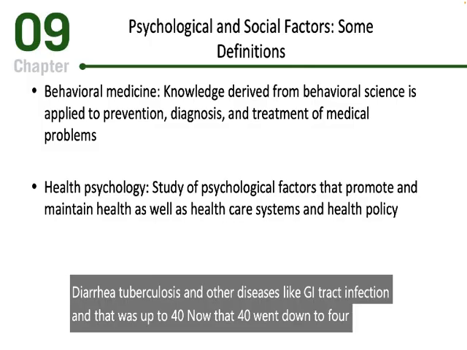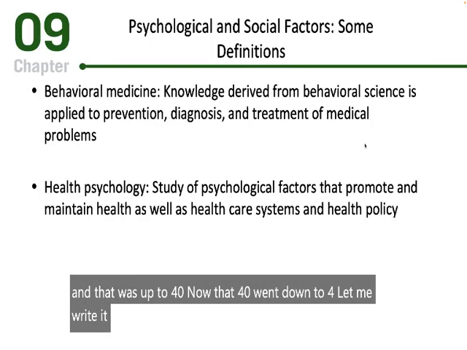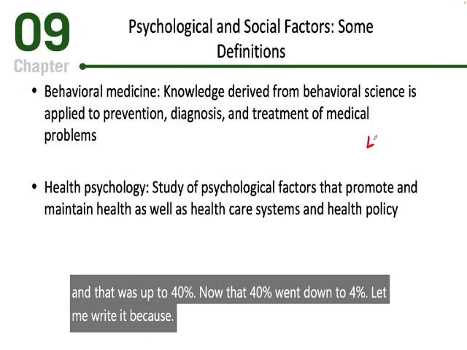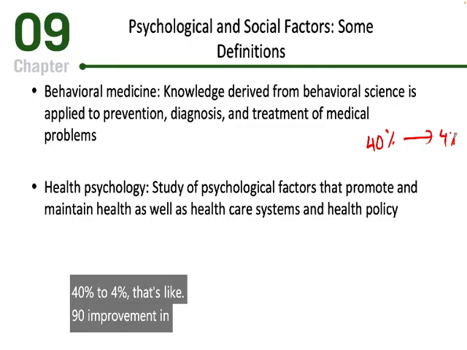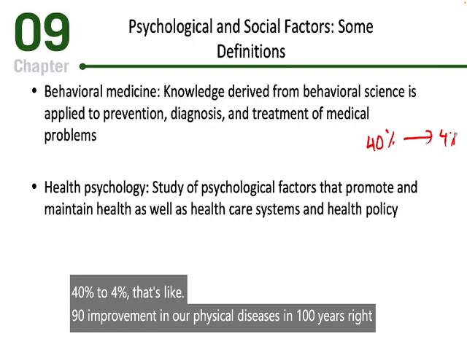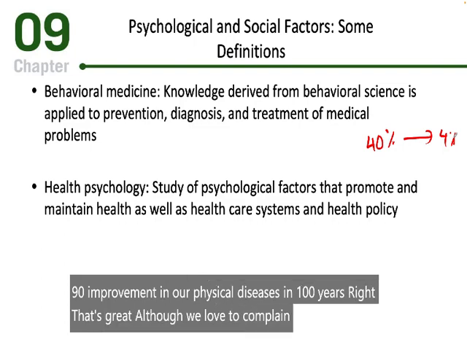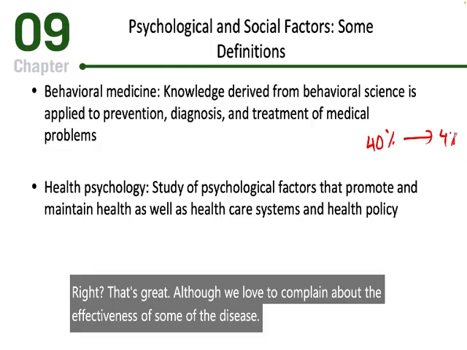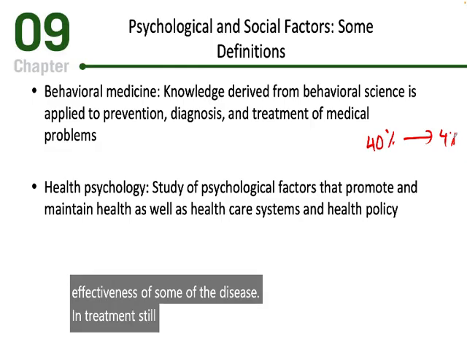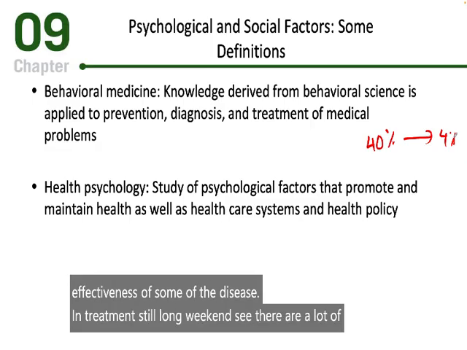Now let me write it, because 40% to 4%, that's like a 90% improvement in our physical diseases in 100 years, right? That's great. Although we love to complain about the effectiveness of some disease treatment, we can still see there is a lot of progress being made in medical science.